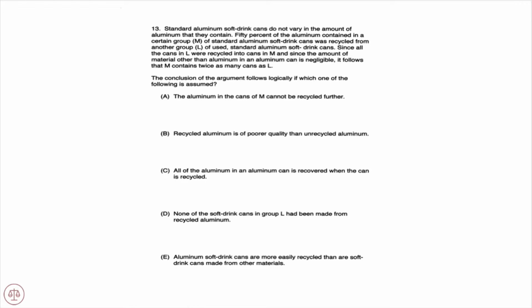So, argument or facts? Clearly we have an argument, with the conclusion marked by our structural indicator "it follows": M contains twice as many cans as L. And how do we know that? Well, it tells us that 50% of the aluminum contained in a certain group M, so 50% of the aluminum in M, was recycled from another group L of used standard aluminum soft drink cans. So we recycled L to make 50% of M, and then obviously the other 50% of M would be from something else. So that's what M is composed of.